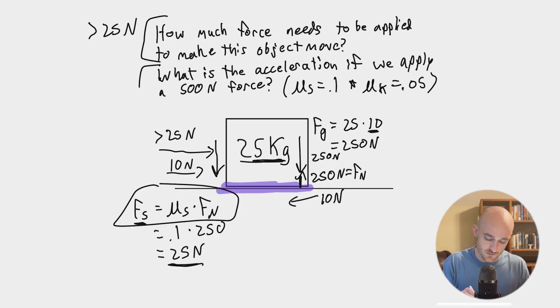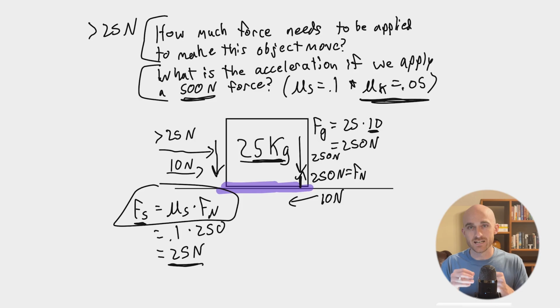Now let's do the second part of the question. What is the acceleration if we apply a 500 Newton force? 500 newtons is way more than that 25 newtons required to get this object to start moving. So if we're applying a 500 Newton force, we know the object is moving. And when the object is moving, we can use the kinetic friction coefficient. And remember that we said the kinetic friction force doesn't change. It's always the same no matter the speed of the object that's moving.